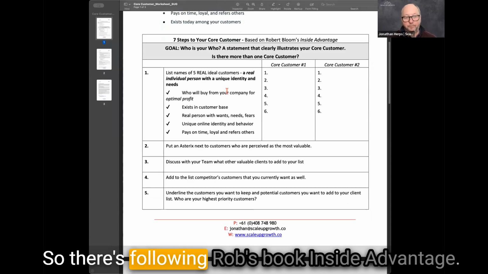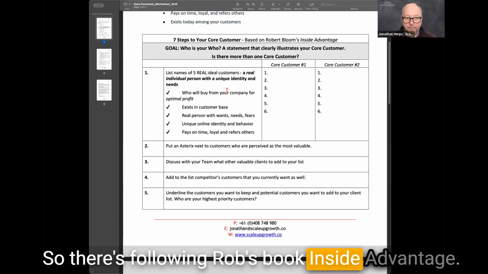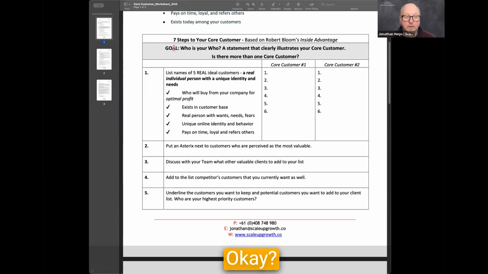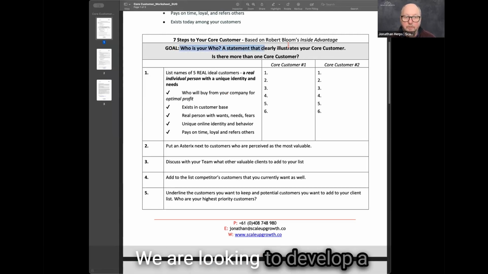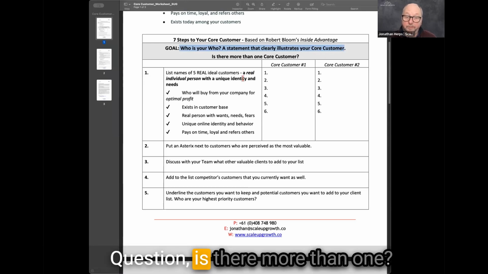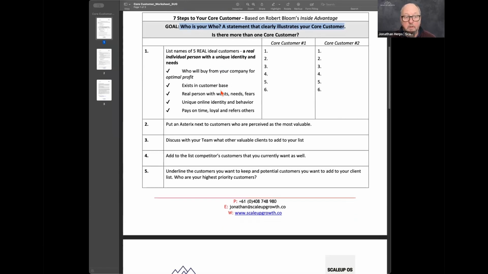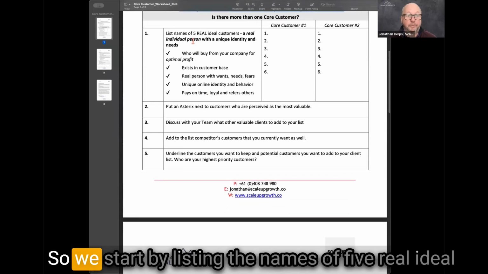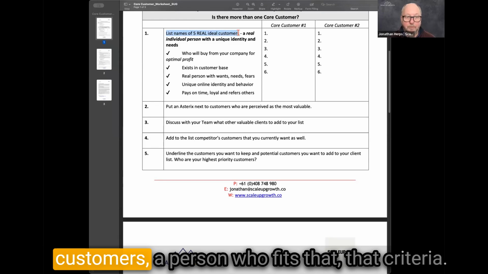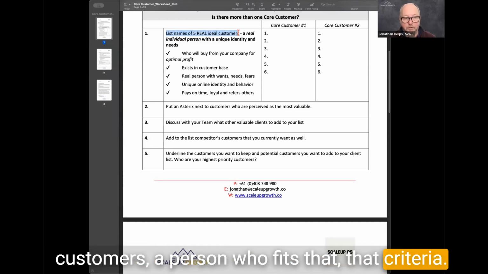So following Rob Bloom's book, Inside Advantage, there's 7 steps to identify your core customer. We're looking to develop a statement that clearly identifies them. And question, is there more than one? So we start by listing the names of 5 real ideal customers, a person who fits that criteria.